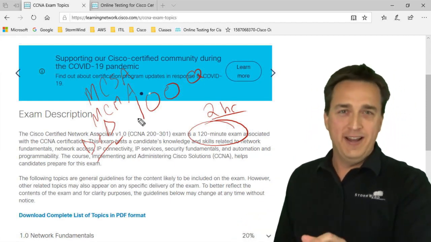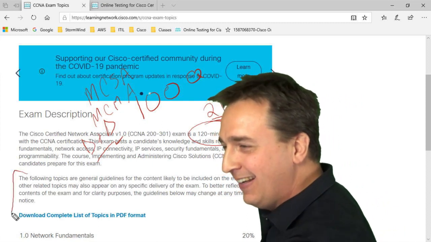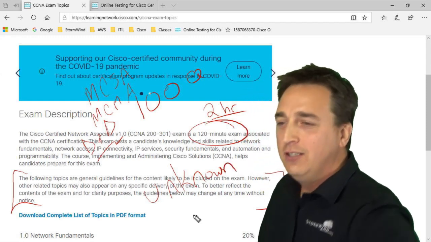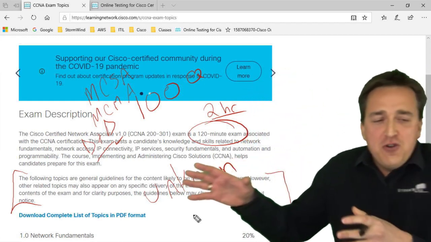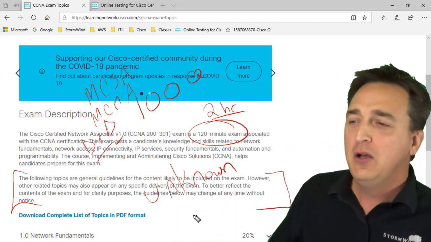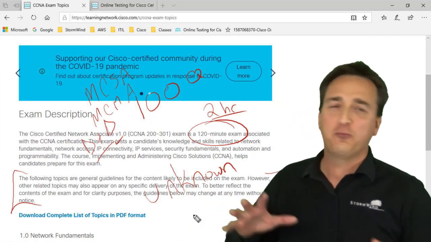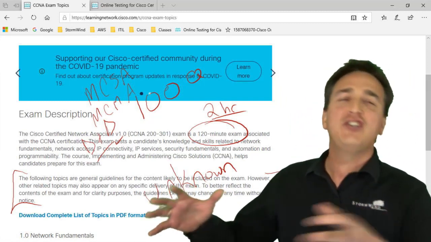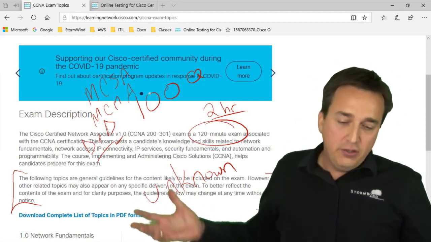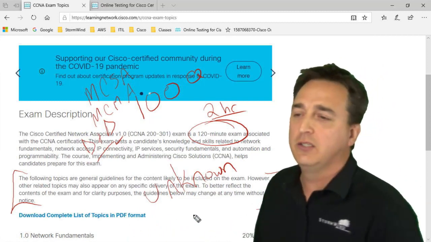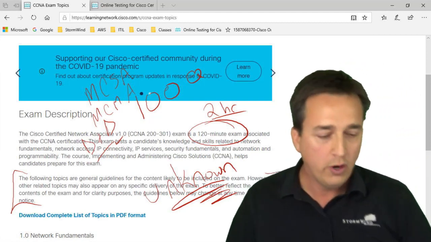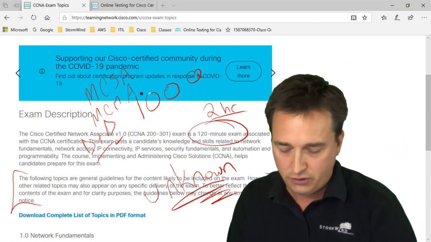Now, the unknown. That's what this is right here. The unknown. And this is Cisco's disclaimer. So we have a general guideline of the content that we provided to you below. However, we have the right to throw additional stuff in there that may not be listed and therefore test you on stuff that you would have never prepared for. This is what we're here to talk about today. All this unknown stuff, so that way we are more confident going into the certification exam.